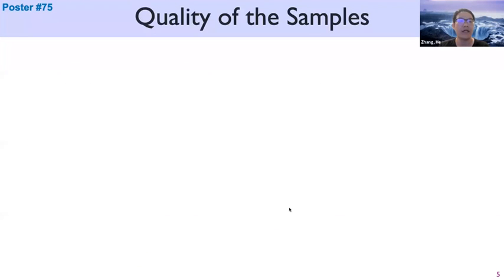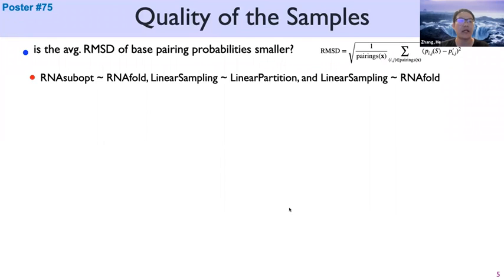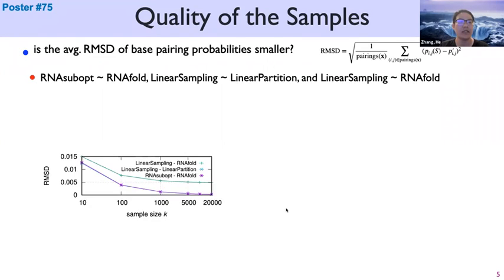Next, we investigate the quality of samples. Our first metric is to evaluate if the sample structures approximate the ensemble distribution. To do this, we calculate the average RMSD between the base pairing probability matrices derived from the sample structures and from Vienna RNAfold or linear partition.